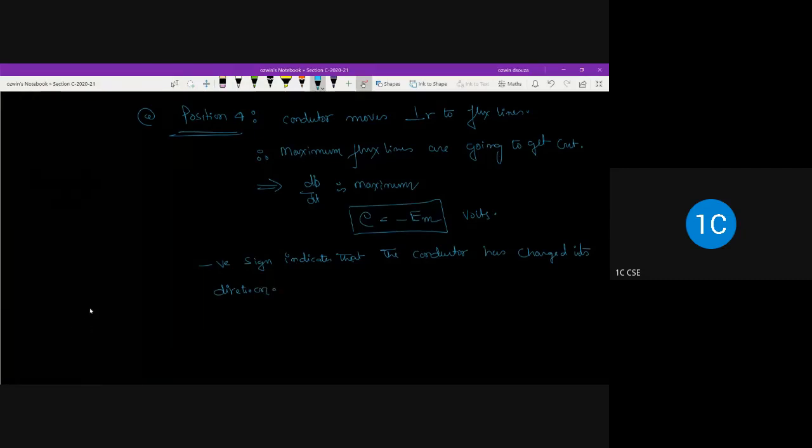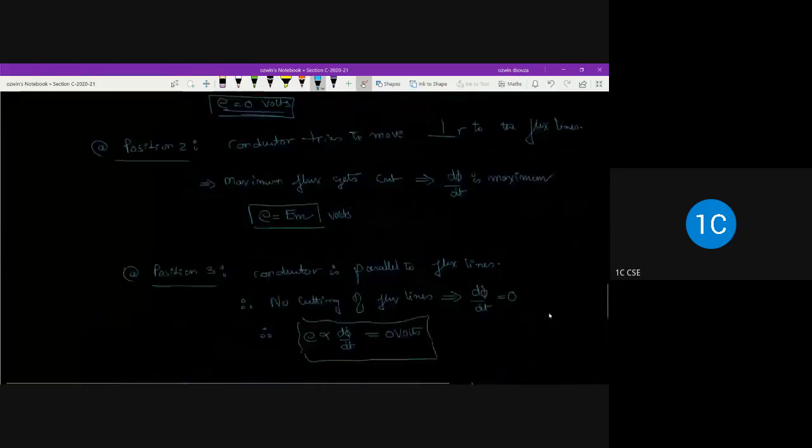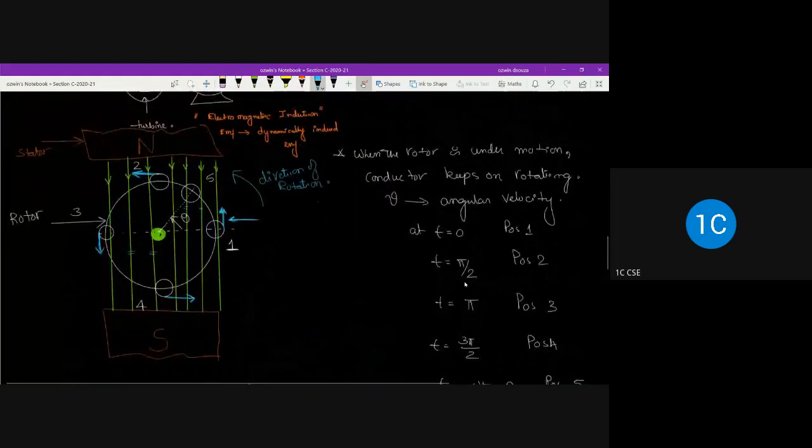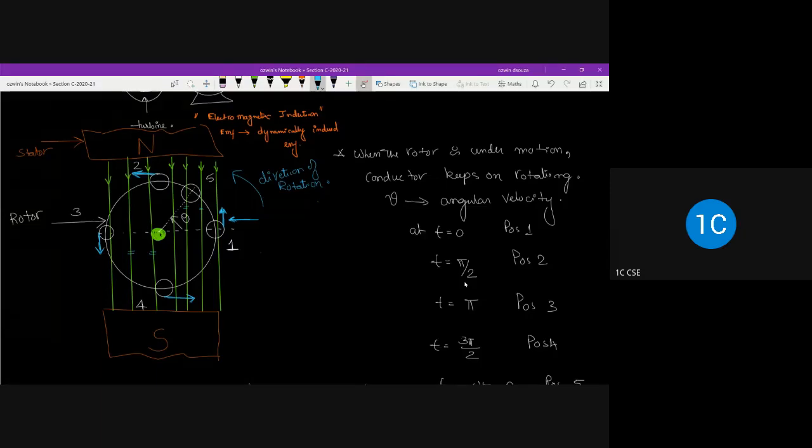And when the conductor reaches its original position, that is position 1, the EMF becomes 0, and so on. This keeps happening one cycle after the other, due to which several cycles of an AC signal are going to be generated. So this is the basis on which sinusoidal EMF is produced.